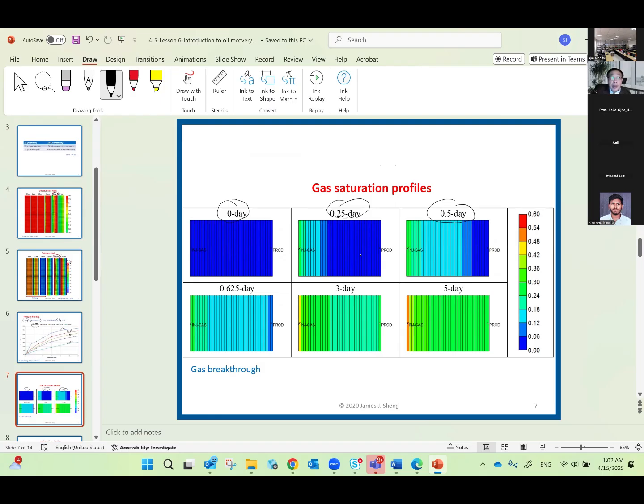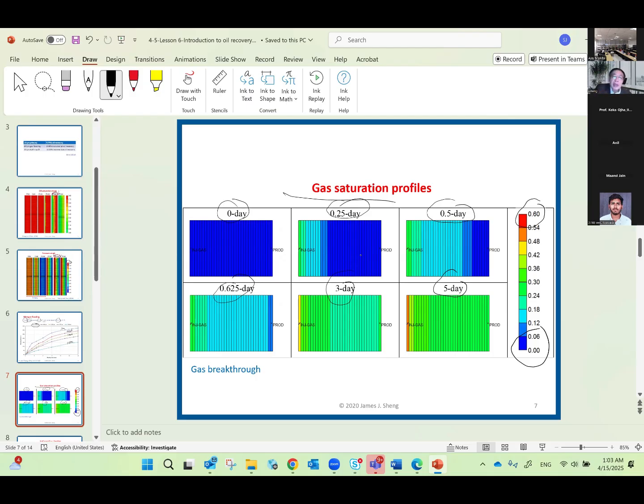We use a simulation model to simulate the experiment data, and the simulation data is here to match the experiment data. So we zoom in, which shows the experiment data. Okay. So here is 0.25, 3 days, 5 days. This is basically gas saturation. So the red one is high gas saturation, blue one is low gas saturation.